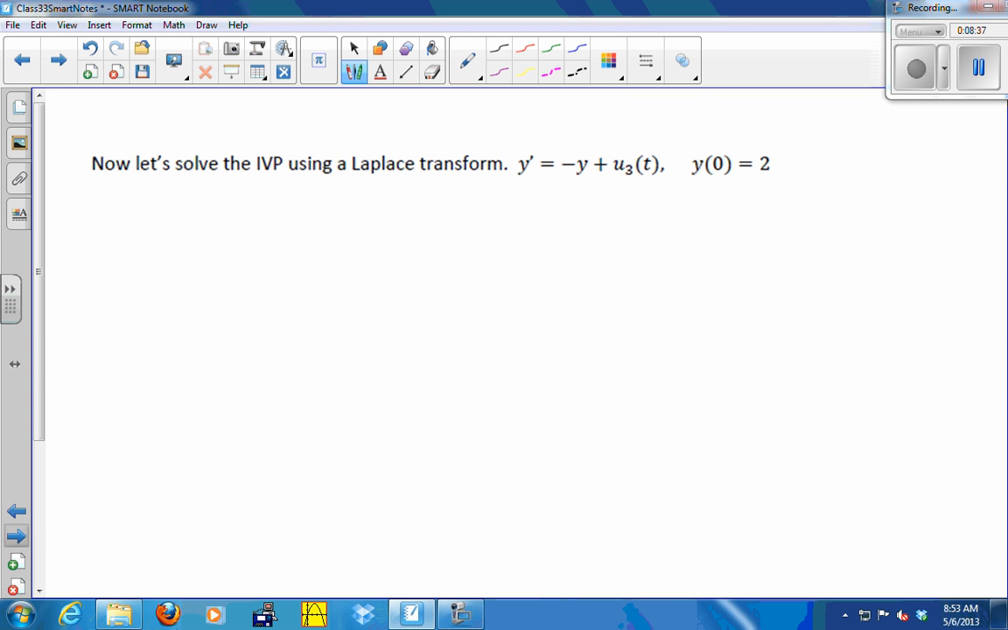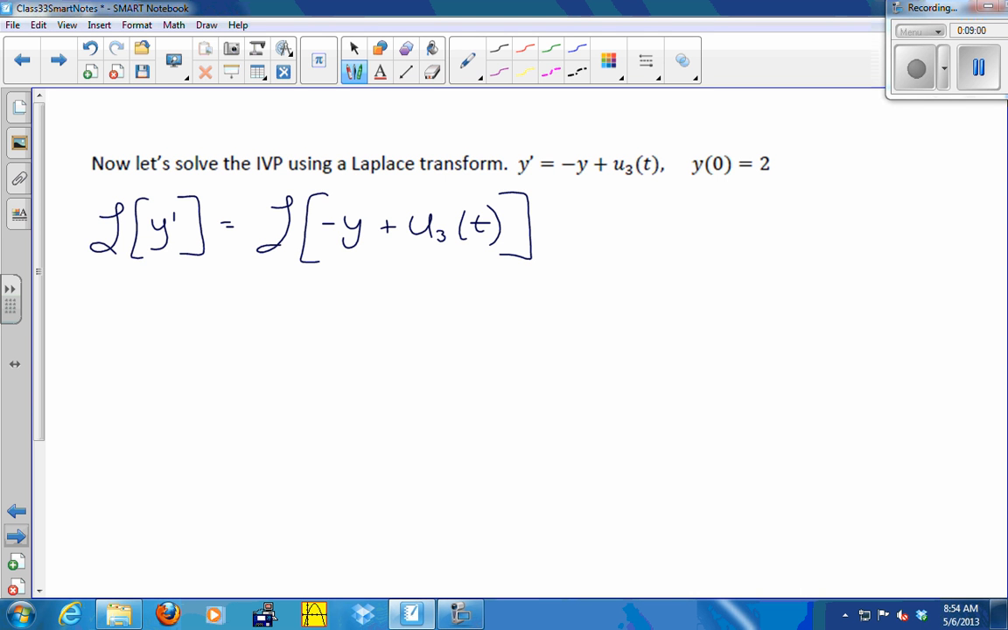All right, so when you're going to use a Laplace transform to solve a differential equation, you start by taking the Laplace transform of both sides. So I take the Laplace transform of y prime, and that should equal the Laplace transform of negative y plus u3 of t. And then last class, we learned how we derived a formula for taking the Laplace transform of a derivative, dy dt. And that is always going to be s times the Laplace transform of y minus y of 0.